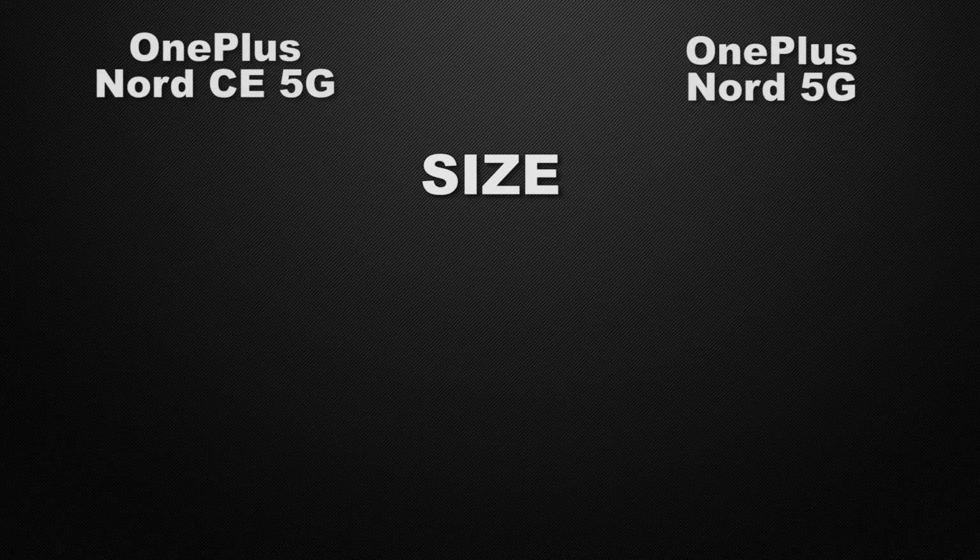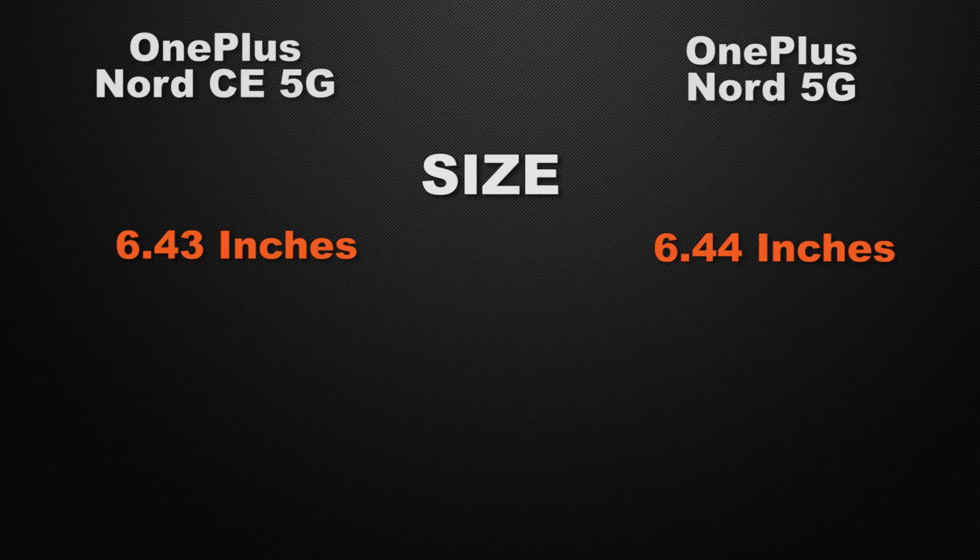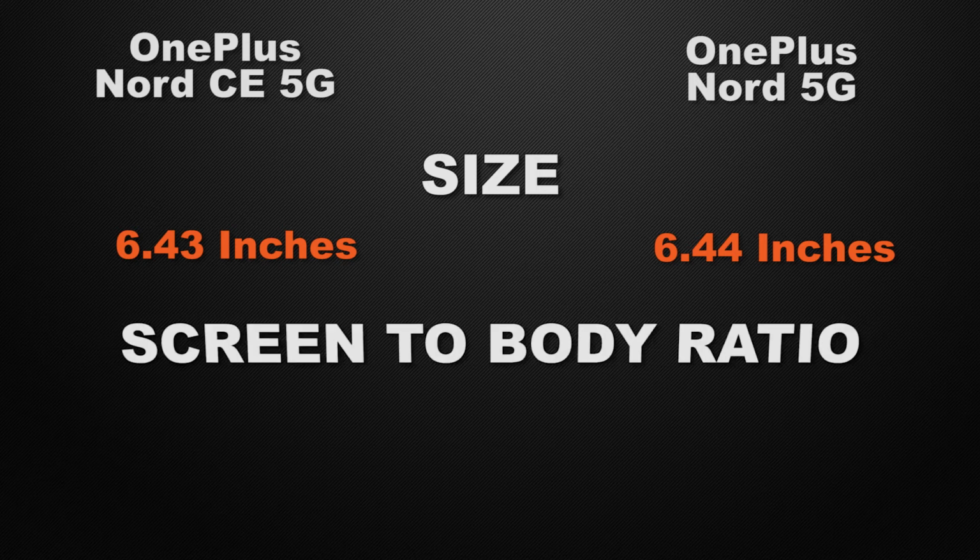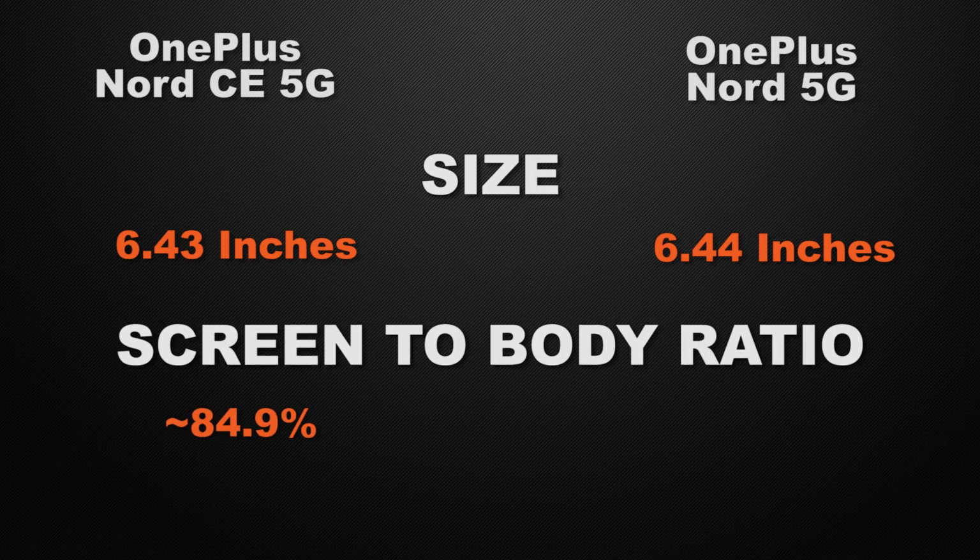Moving to the display features of the devices, let's start with the display size of the devices. Nord CE have 6.43 inches of display, whereas Nord have 6.44 inches of display. So it's a tie because both of the devices have approximately the same screen size. And about the screen to body ratio of the devices, Nord CE have approximately 84.9%, whereas Nord have 86.7%. So the winner here is Nord because it have bigger ratio.